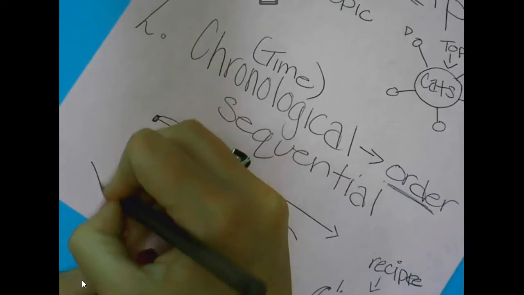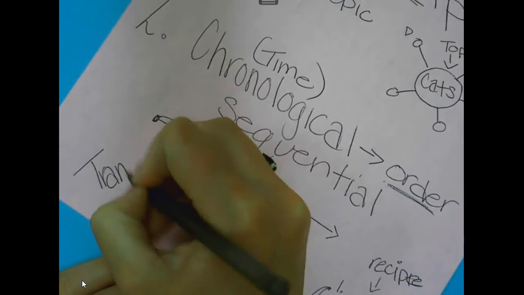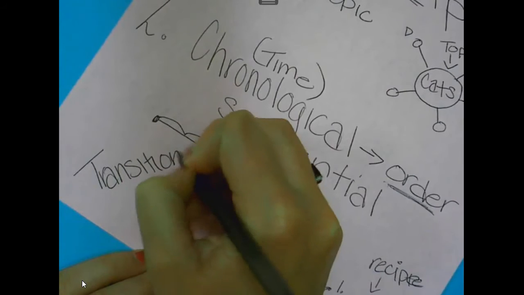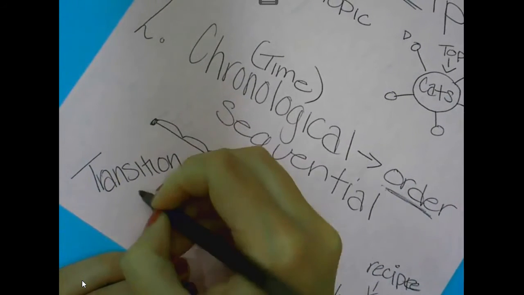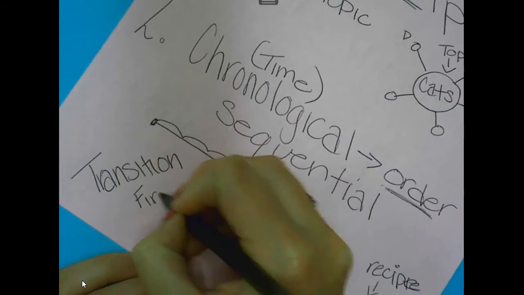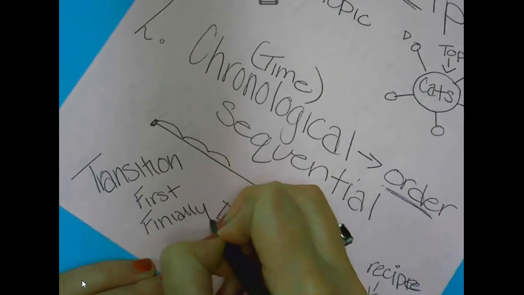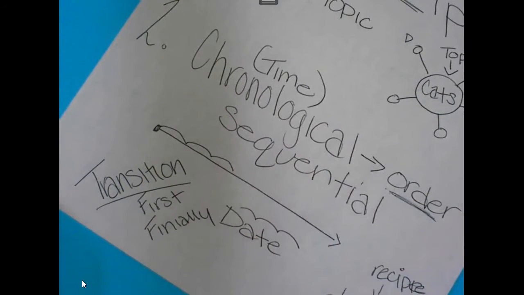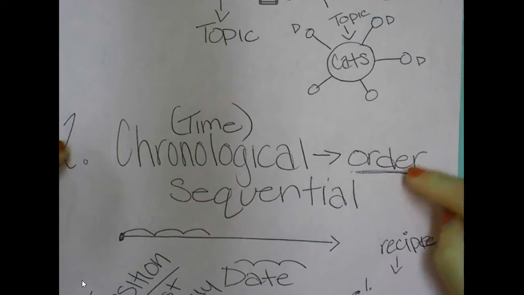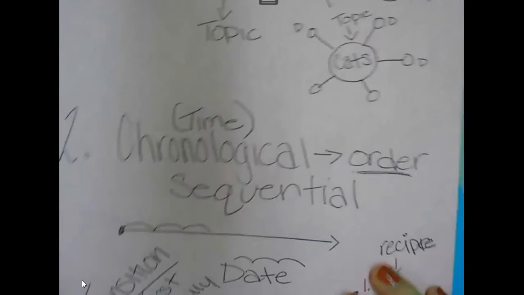You are going to have a lot of transition words. You're going to have first. You're going to have finally. These are giant hint words. So a lot of times if you see a transition word, you know you're looking at a chronological order.